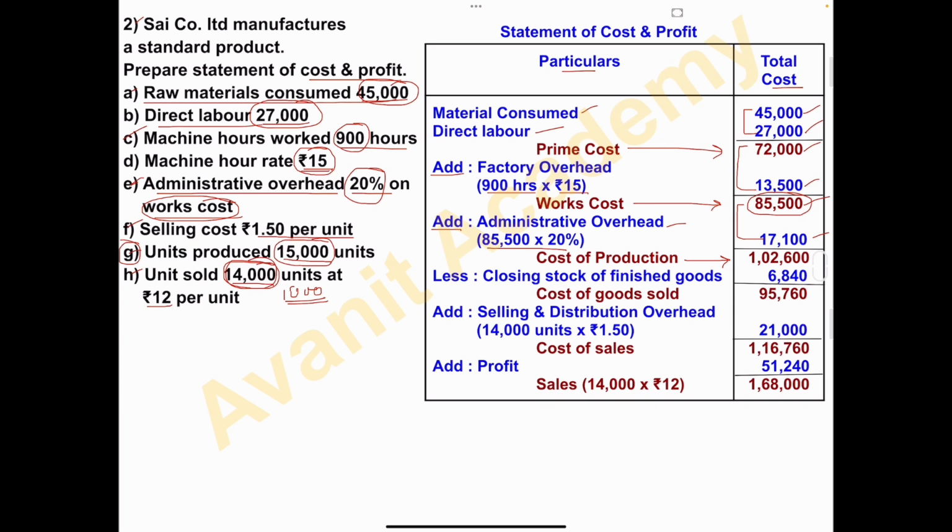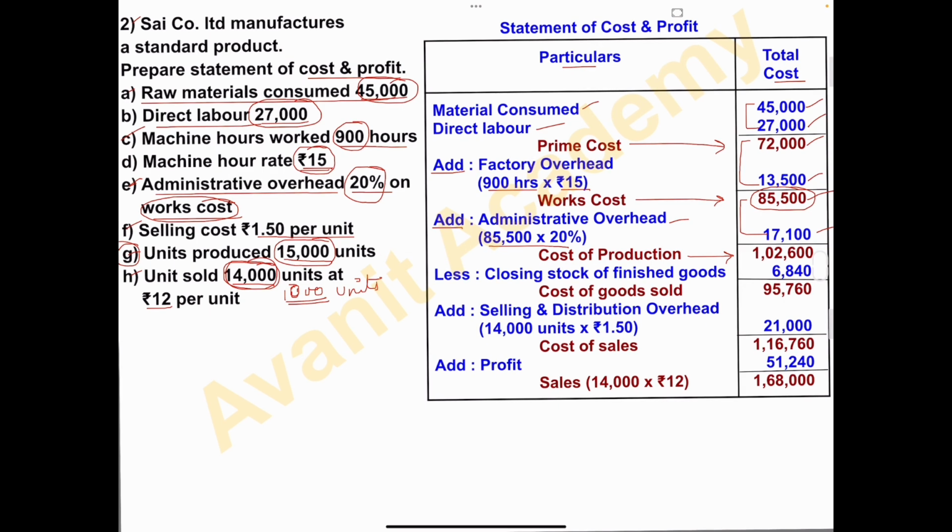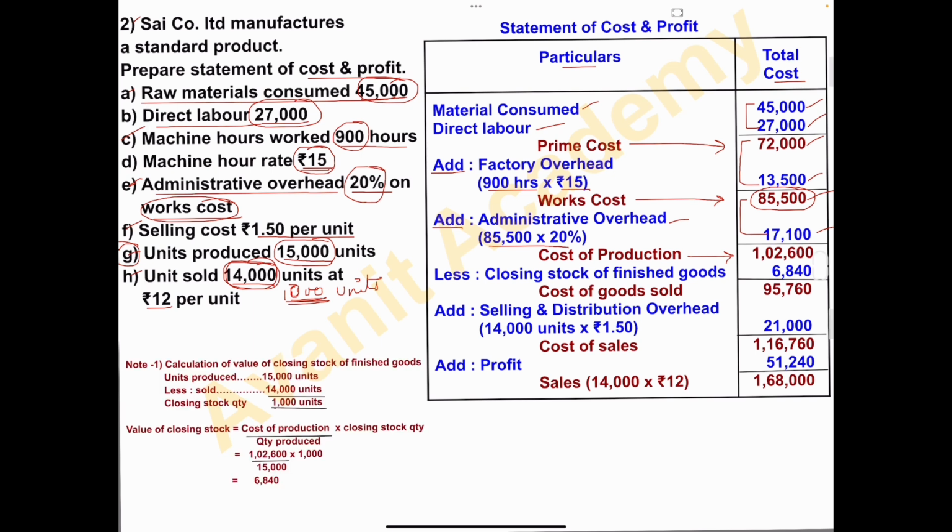15,000 units ಅನ್ನ ಪ್ರೊಡ್ಯೂಸ್ ಮಾಡಿದ್ರು ಅದರದ್ದು 14,000 units ಅನ್ನ ಮಾರಿದ್ದಾರೆ. So ಉಳಿದೆಷ್ಟೀಗ 1,000 units. So this 1,000 units is the closing quantity, the closing stock of finished goods. So this is the quantity. We have to calculate the value of these 1,000 units. Let's prepare the note number 1. Note number one, calculation of value of closing stock of finished goods.